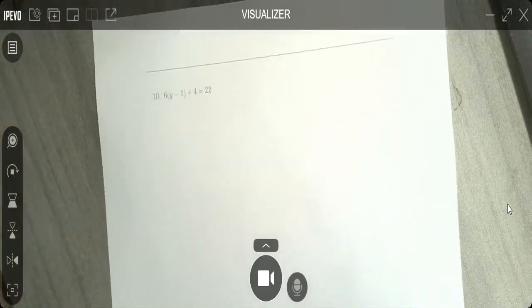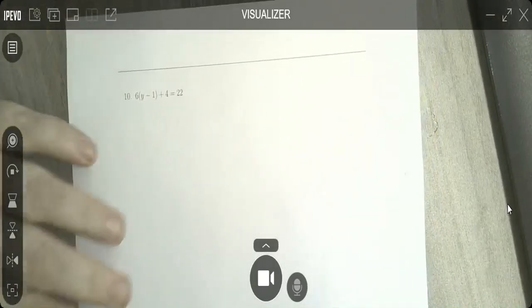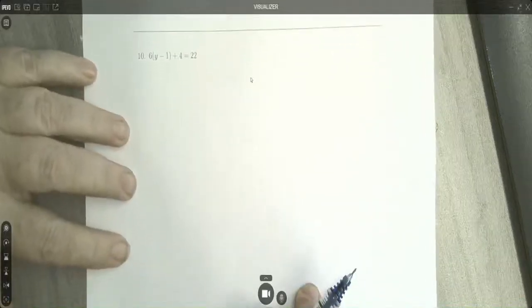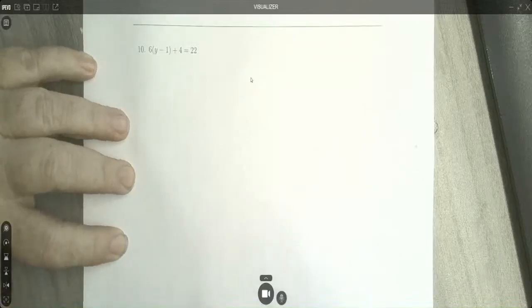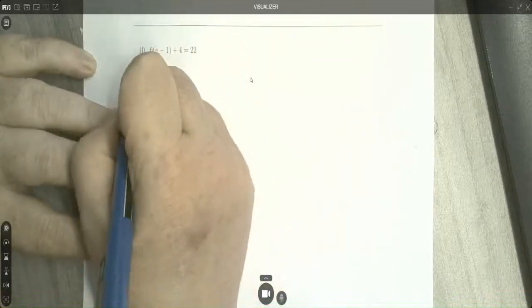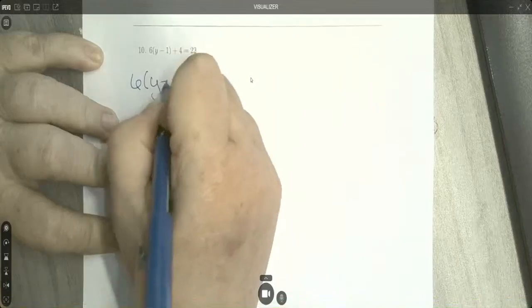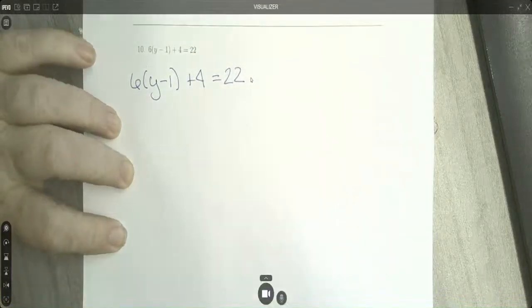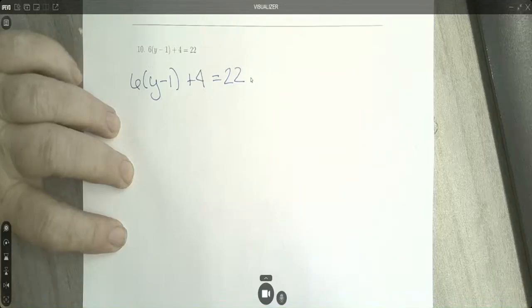We have one more question to do. I'm going to remove this page. All right. So I'm going to write it out here so everybody can see it. 6 times y minus 1 plus 4 equals 22. Ooh, this one's going to be a little interesting.